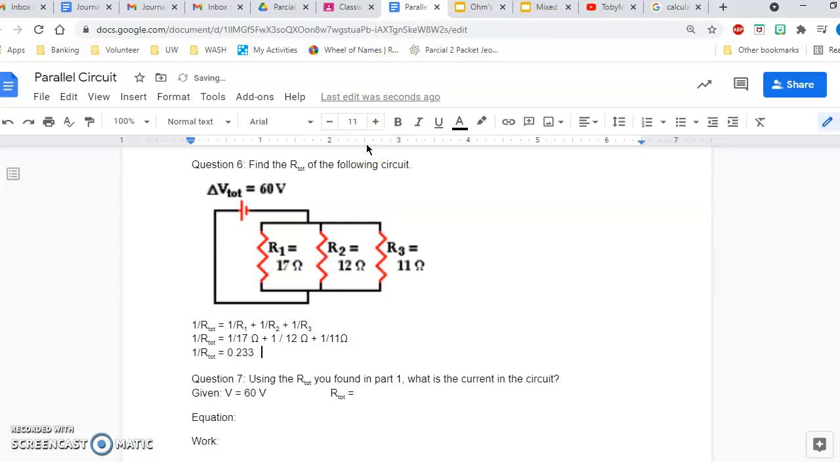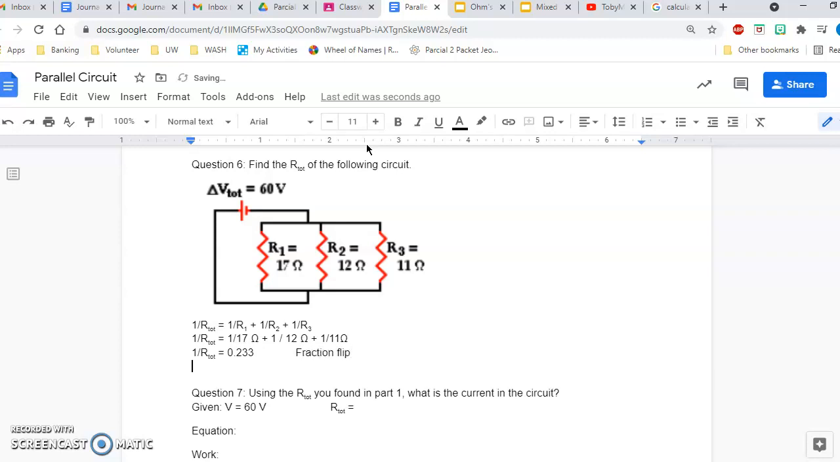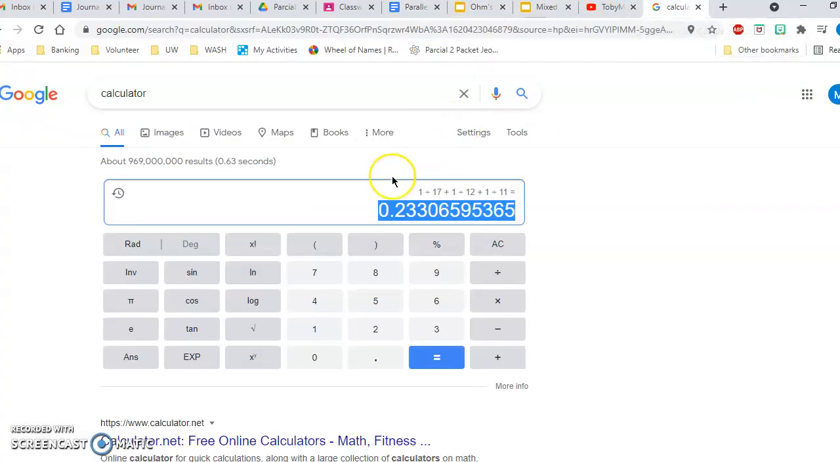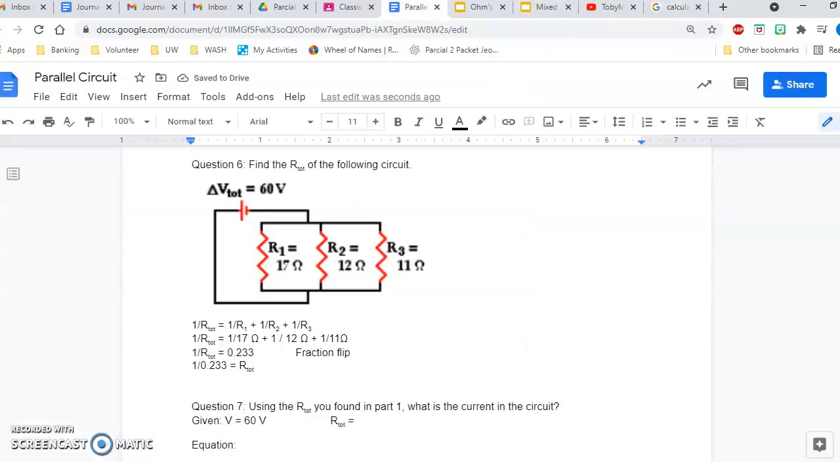Now we're going to use our fraction flip to find out that 1 divided by 0.233 is equal to R total. Again, we'll use our calculator. 1 divided by 0.233 is equal to about 4.3. So our total resistance is 4.3.